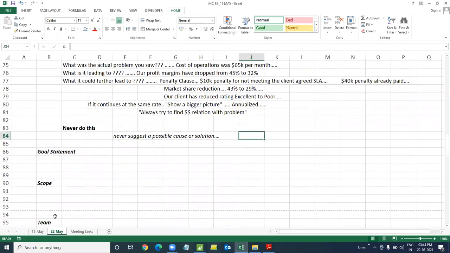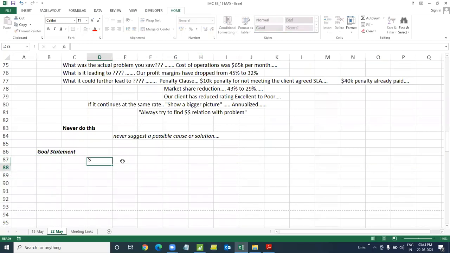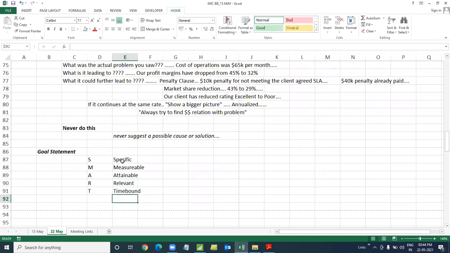Moving on to goal statement. A lot of people must have already heard, it must be a SMART statement. SMART: specific, measurable, attainable, relevant, and time bound. That's my basic definition of this acronym.